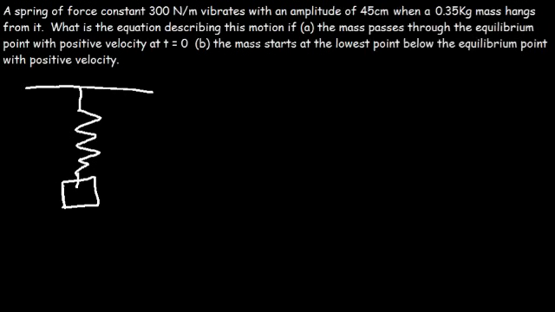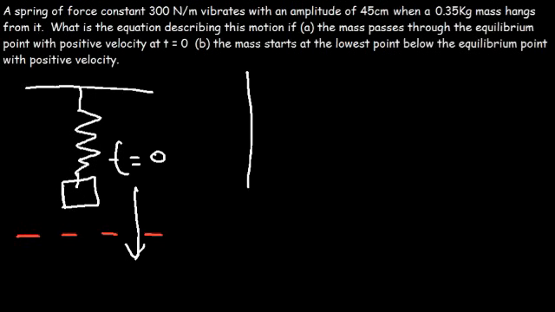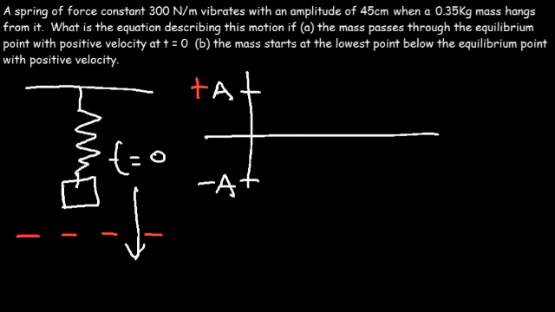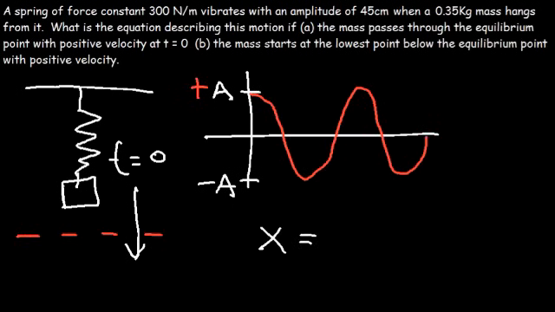Now, there are 4 ways that the system can start. It can start above the equilibrium position, in which case it has no choice but to go downward. So at t equals 0, it has negative velocity because it's going in the negative y direction. To graph it, it is starting at the top with an amplitude of positive a. So this would be the cosine graph, positive cosine to be exact. So x would be equal to positive a cosine 2 pi ft.